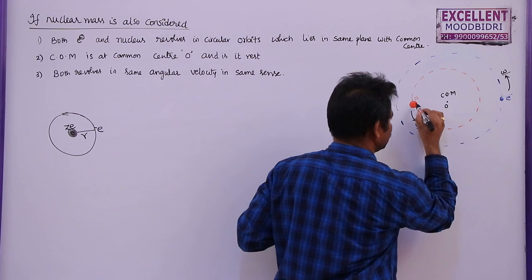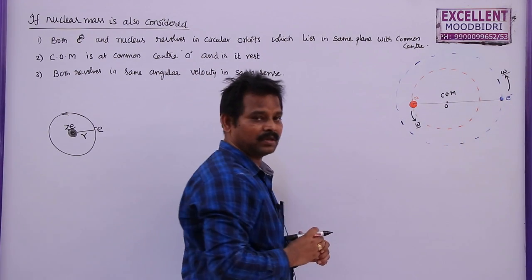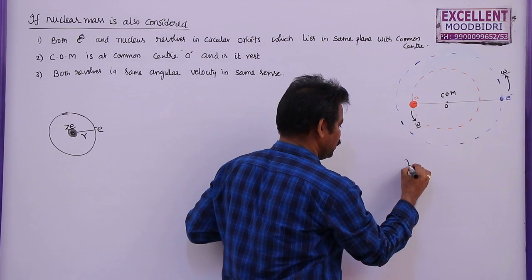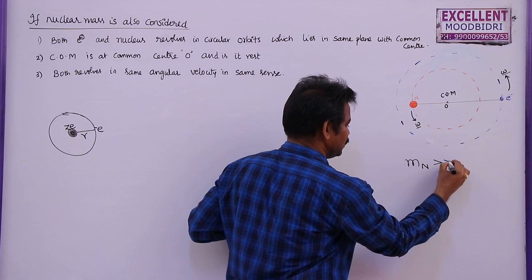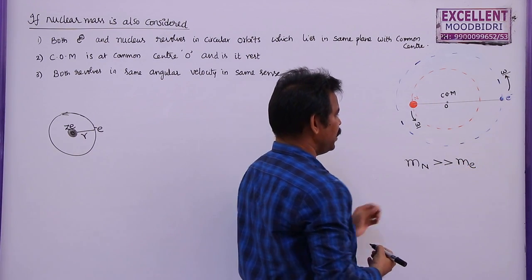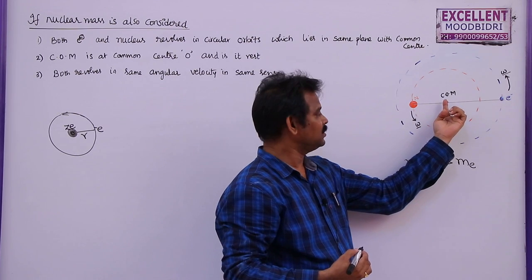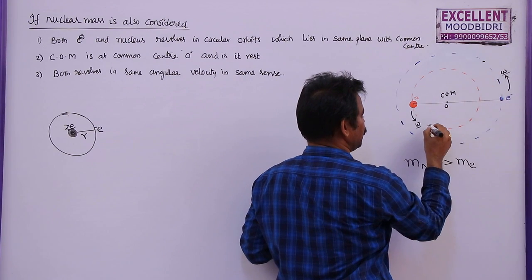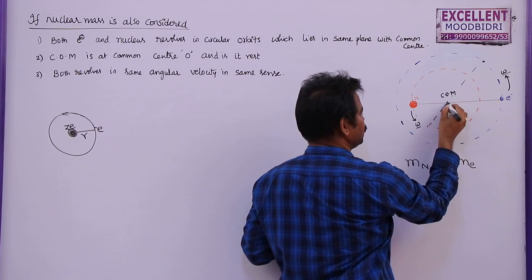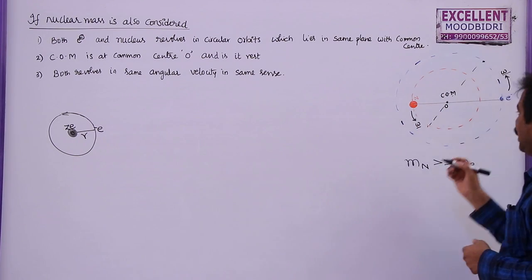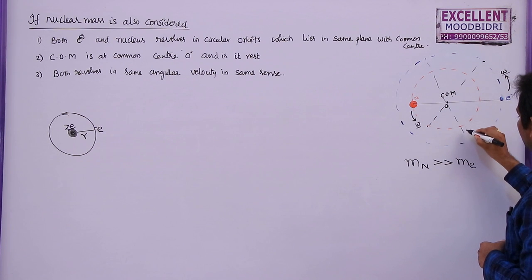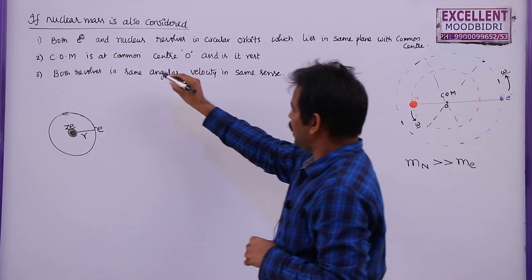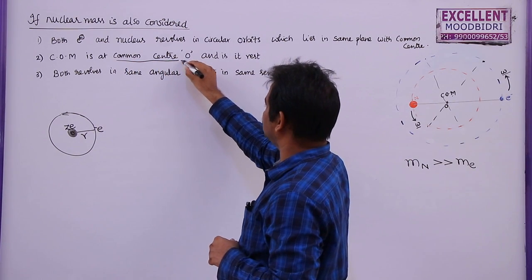That means if you join these two, this is the center of mass, which is nearer to the nucleus as the mass of the nucleus is more. Here I am going to write: mass of nucleus much larger than mass of electron. Now after some time, let us say the electron comes to this point, the nucleus will come to this point, then also this will be the center of mass. After some more time, the electron comes here and the nucleus reaches this point, so then also the center of mass lies at the same point. So the common center for electron and nucleus is at point O.